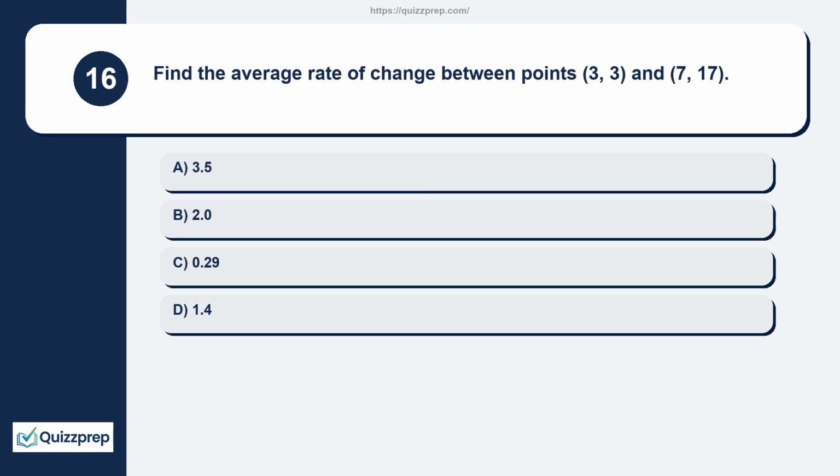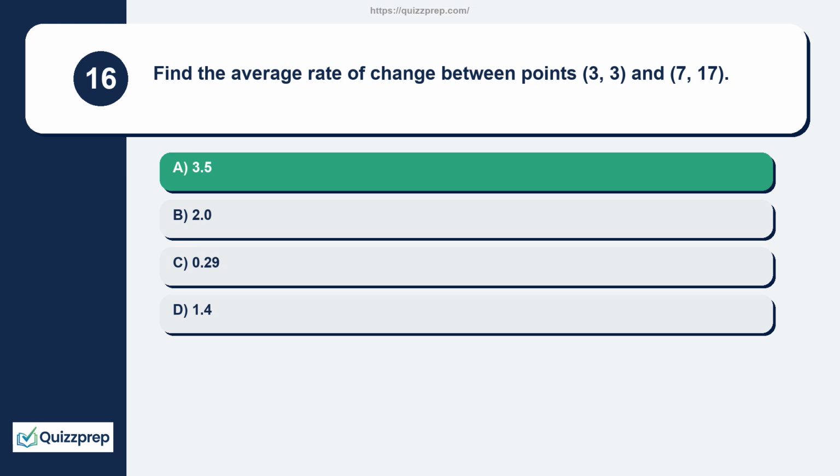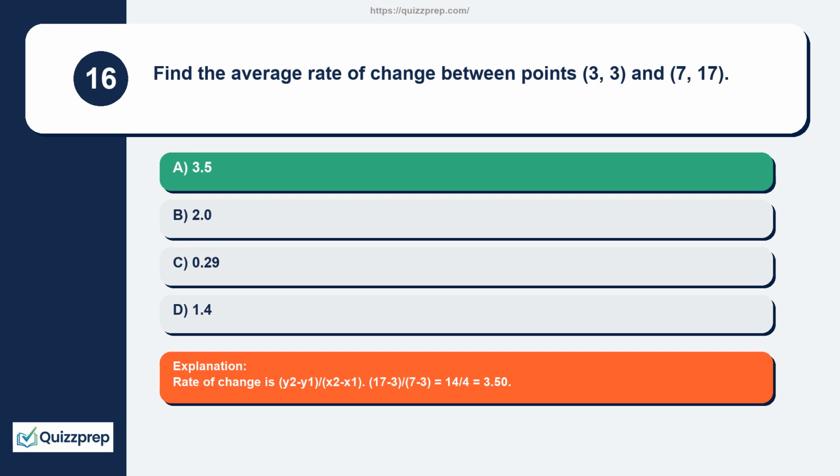Question 16. Find the average rate of change between points (3, 3) and (7, 17). Options: 3.5, 2.0, 0.29, 1.4. Rate of change equals (y2 - y1) / (x2 - x1). 17 minus 3 over 7 minus 3 equals 14/4 equals 3.50.